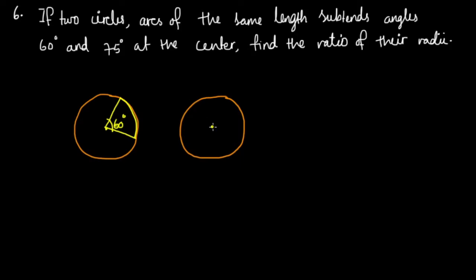Next we have another arc, and that is also of the same length as the yellow one, but this angle is 75 degrees. So this length and this length are the same, right? So let's just call the length for the time being L. L is the length of the arc.